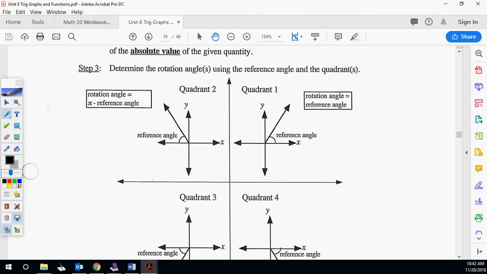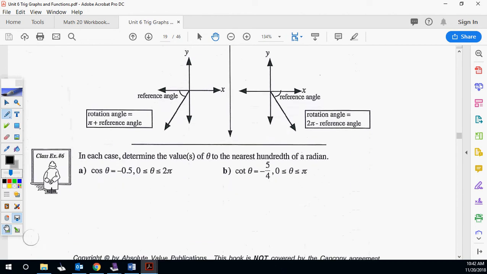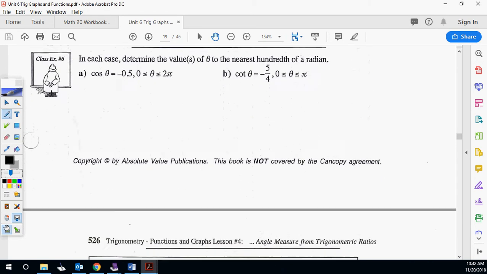So again, if we take the positive value every time and do the inverse, it's going to give us the positive reference angle, whether we're here or not. Okay, let's just review. We already have this in our notes. All right, let's look at these ones.